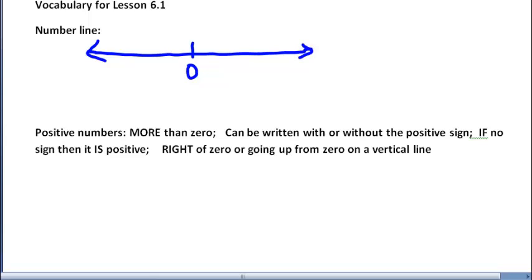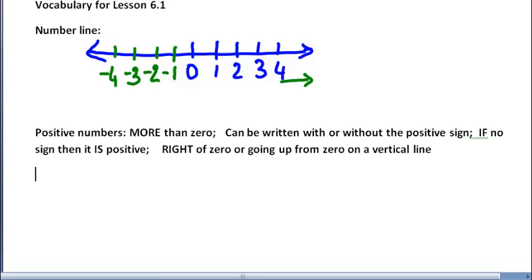It has a zero, and all numbers to the right of the zero are considered to be positive numbers and increase in value as you go along, and the numbers to the left of the zero are considered to be negative numbers and they decrease in value as you go further from zero. So the farther you are from zero, the smaller the value. So -4 is less than -1.